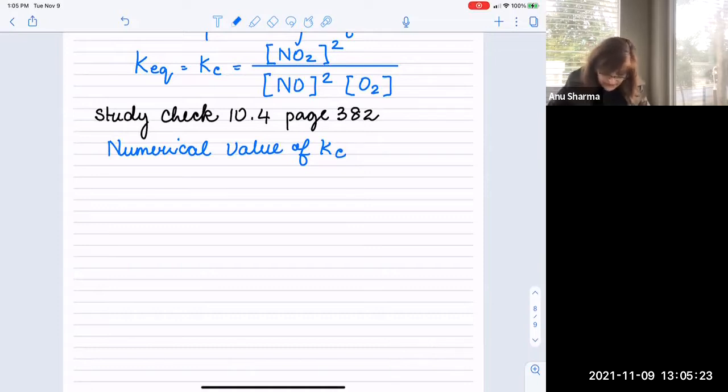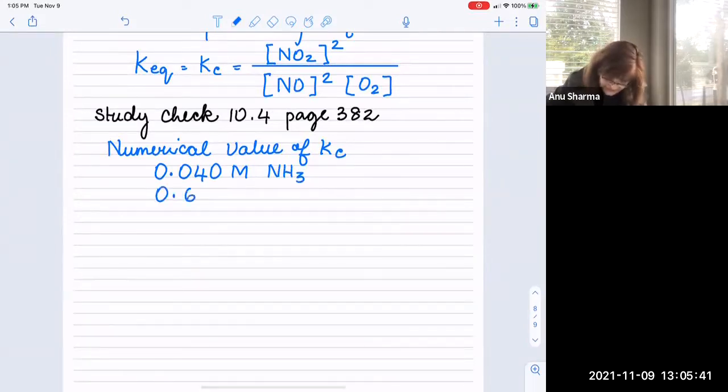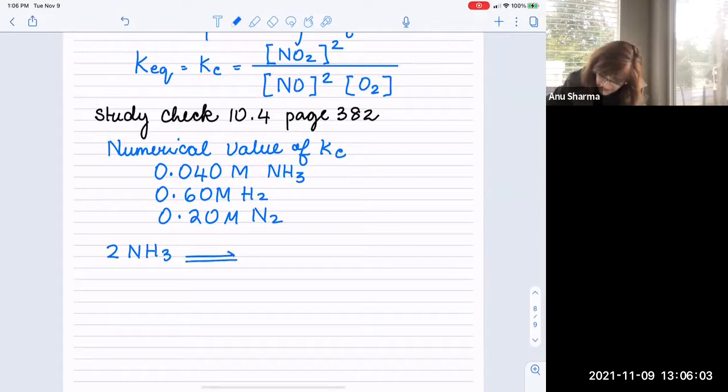If an equilibrium mixture contains 0.040 molar NH3, 0.60 molar hydrogen and 0.20 molar nitrogen, what is the value of Kc? The equation given is 2 moles of ammonia decomposing at equilibrium, giving you 3 moles of hydrogen and 1 mole of nitrogen. And these are all gases.